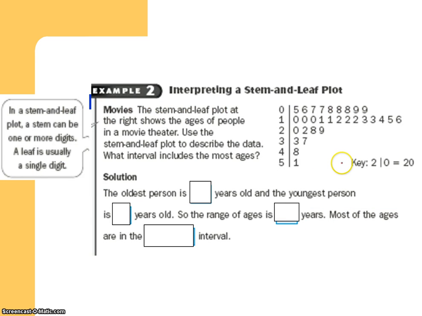Let's interpret the stem and leaf plot. How do we use the stem and leaf plot to answer questions? The stem and leaf plot at the right shows the ages of people in a movie theater. Use the stem and leaf plot to describe the data. Again, you can kind of see it looks like a bar graph on its side. So the oldest person is how old? Well, the oldest person would be here. And again, you can see the key 2/0 equals 20.